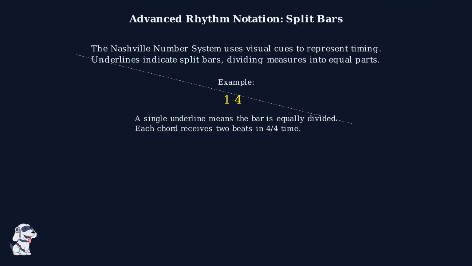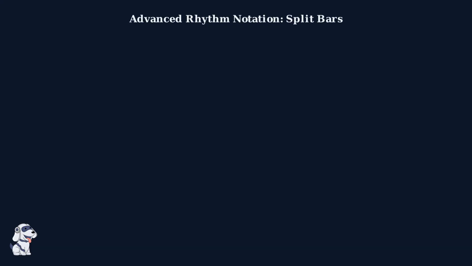In standard 4/4 time, each chord would occupy exactly 2 beats. This notation allows musicians to quickly interpret rhythmic divisions without traditional staff notation. Split bars enhance clarity in complex progressions, ensuring precise timing during performance. Visual representations, such as these musical notations, demonstrate how lines and symbols convey structural elements like bar divisions and repeats.